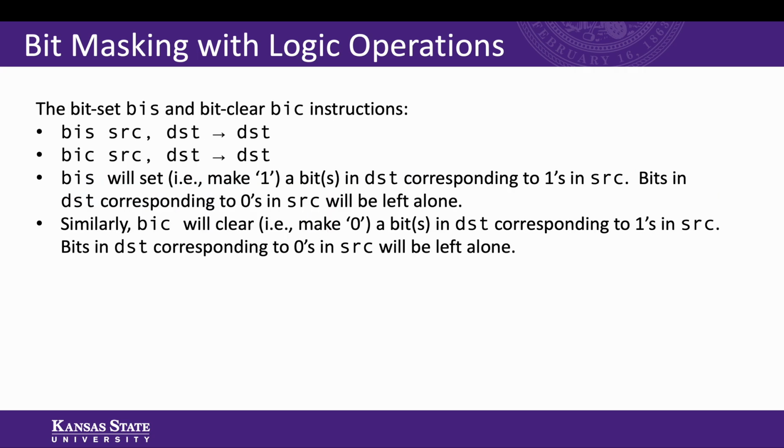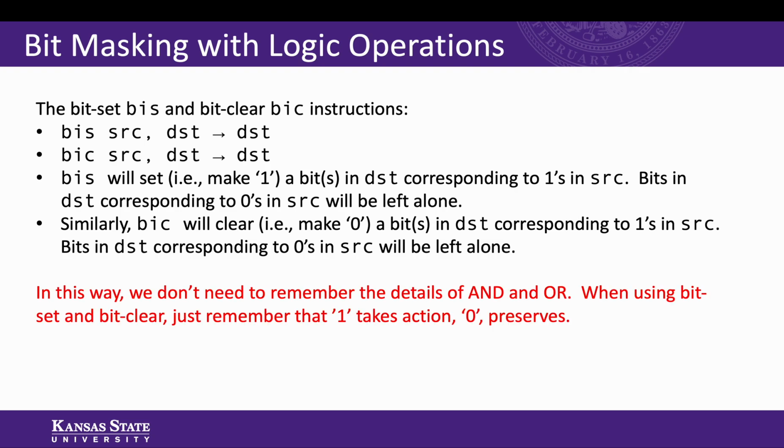Okay, at the beginning of this video, we mentioned some other instructions. There was the bit set, BIS, bit clear, which was BIC. So BIS, bit set, it has a source and a destination, and then the result is stored in destination, and same with bit clear. Bit set will set, meaning it makes it a 1, bits in the destination corresponding to 1s in the source. Bits in destination corresponding to 0s in the source will be left alone. So this is like applying a mask, right? Similarly, bit clear will clear bits in the destination corresponding to 1s in the source. Bits in the destination corresponding to 0s in the source will be left alone.